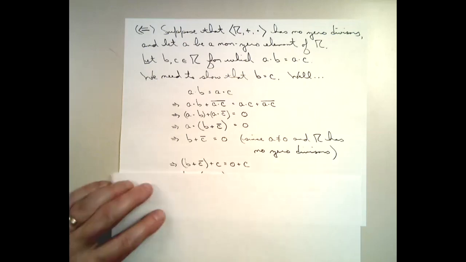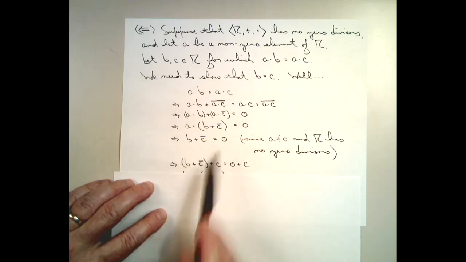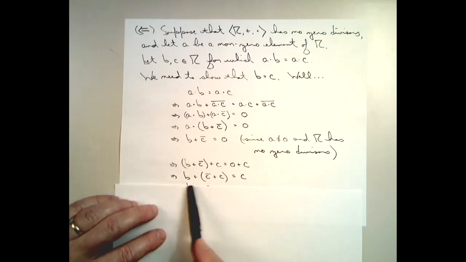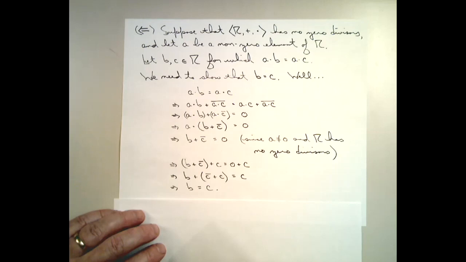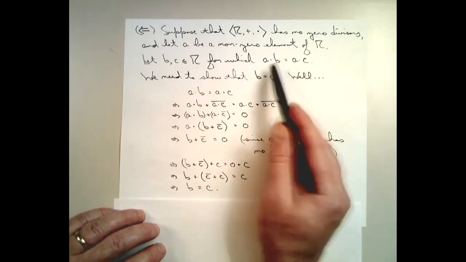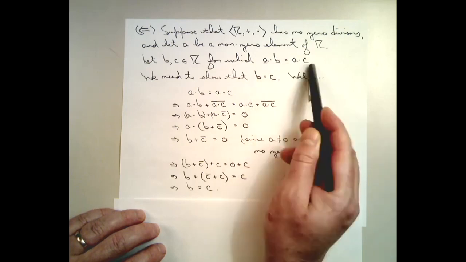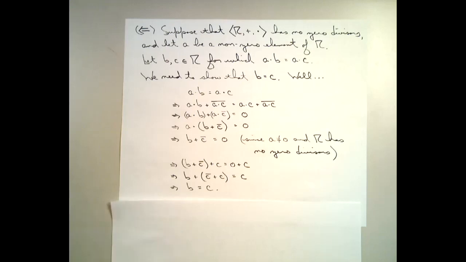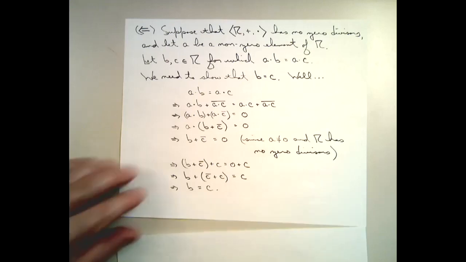Well, let's just take that equation, add C to both sides, use the associative property, and what I have now is that B is equal to C. That's exactly what I was trying to show. So if A is a non-zero element that satisfies this equation, then we have this equation satisfied as well. And that shows that R has the cancellation property whenever R has no zero divisors.